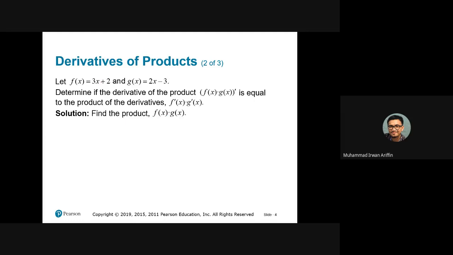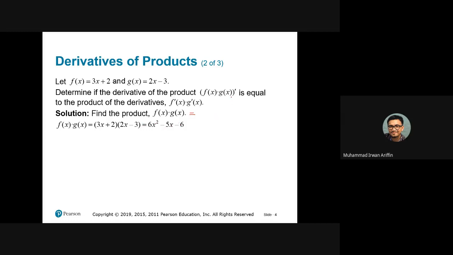First, we multiply these two. If we multiply 3x plus 2 with 2x minus 3, what will we get here? To save time, this should be pretty straightforward. You should already know how to multiply this, otherwise you have to do more questions, more training. So we have 6x squared minus 5x minus 6.